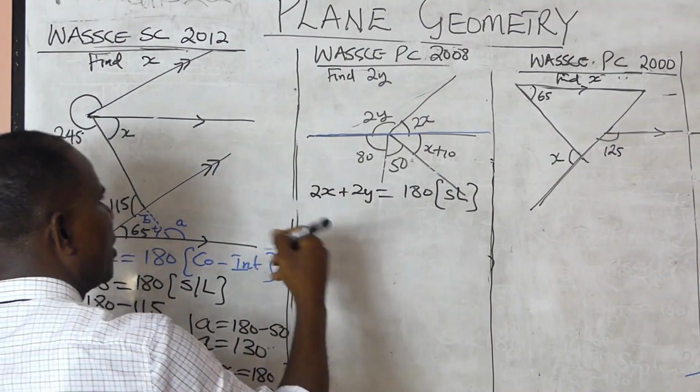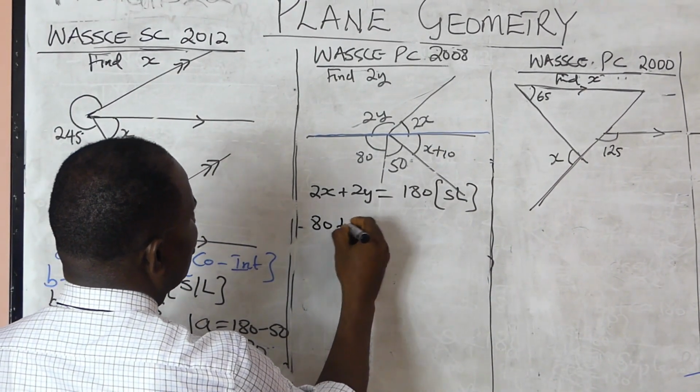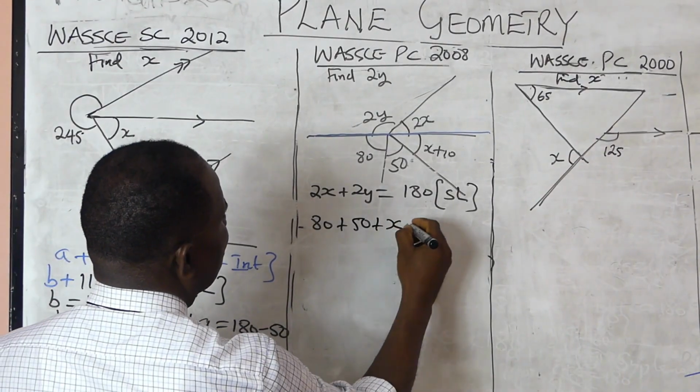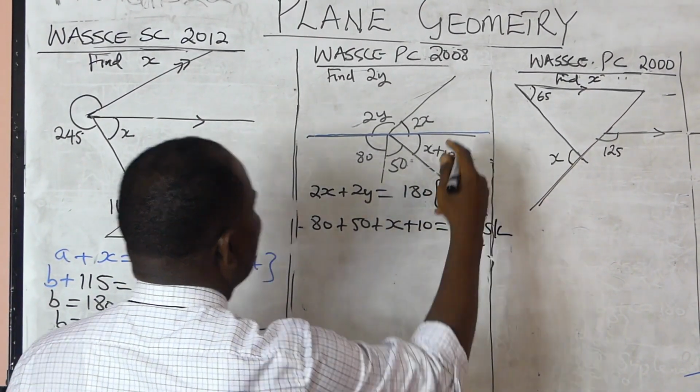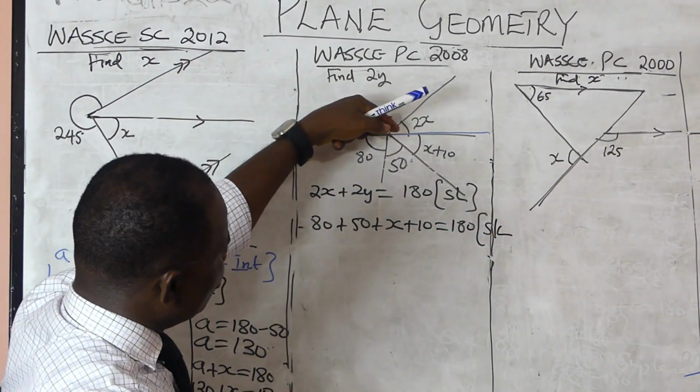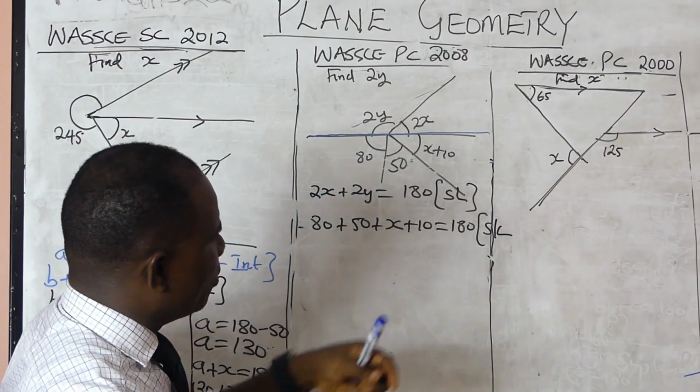So I can also go under. There's a straight line under. It can also be 80 plus 50 plus x plus 10, also 180. The same reason, it's also another line. These are other angles under the line, so they are also on that same straight line. This plus this plus this, they sum up to 180.